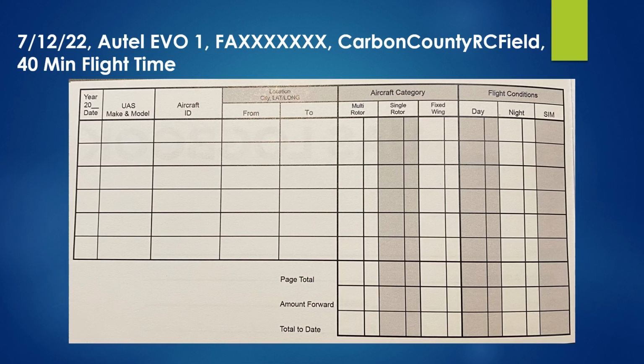The way you log them, you're going to put your year up there. You're going to put the date, make and model. So if it's an Autel Evo 1, you've got your FAA number there. From and to, and so typically with drones we're within a half a block or whatever. This is Carbon County RC field, and under multi-rotor you put a 0.7 for a 40-minute flight.